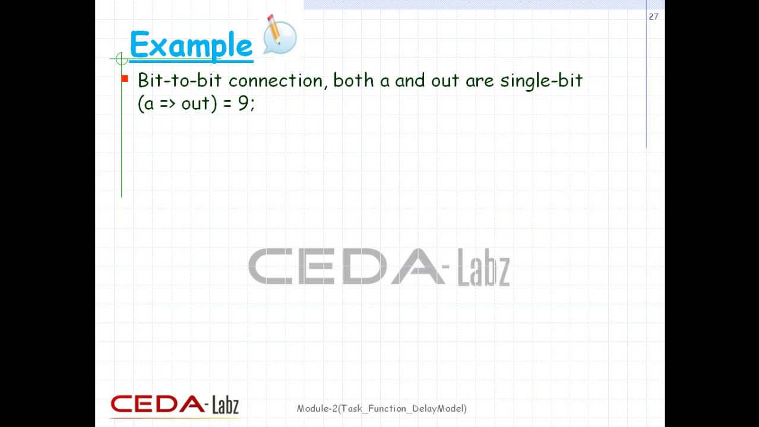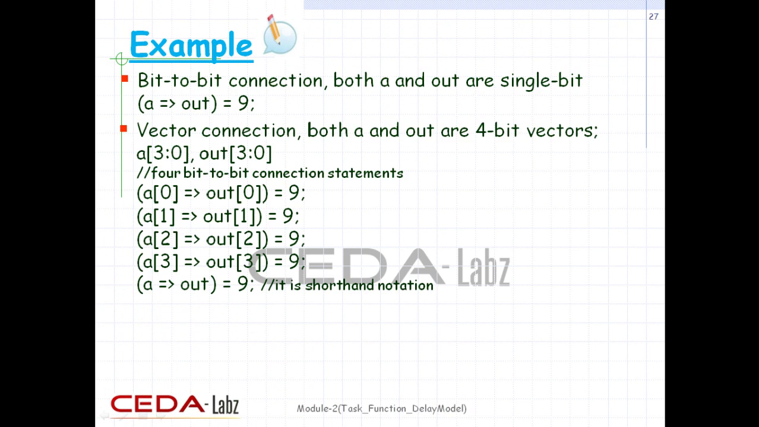In first example, A and out are both 1-bit variables and delay between the two is 9. In second example, vector connection is represented. A and out are both 4-bit variables. 0-bit of A is connected to 0-bit of out, and similarly, all other bits are connected to respective bits of out with a delay of 9. Just because they both have equal number of bits, it is a valid connection. And, all of them have the same delay, so we can also write as A => out = 9.